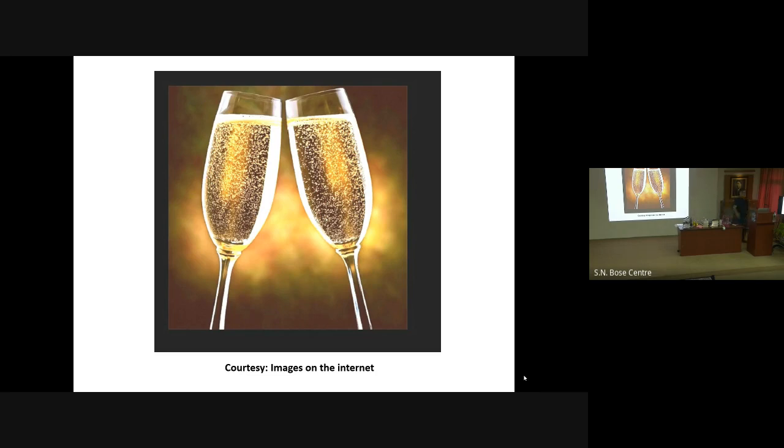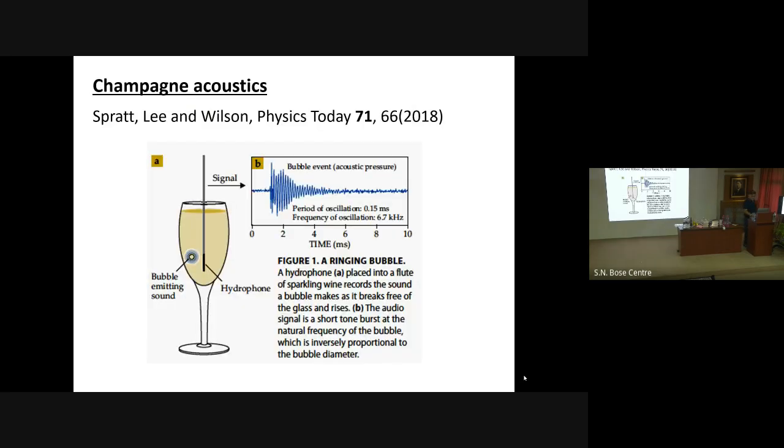And you will see, actually, somebody used it to find out the quality of champagne, right? So here it is, champagne acoustics. What they did was, here is this champagne glass. You put a hydrophone in. Okay, can somebody tell me the cost of a hydrophone? Minimum 35,000. Okay, I bought it for some project for students.